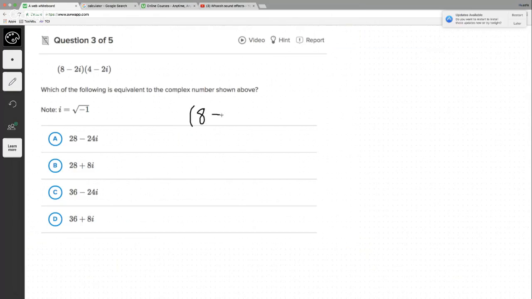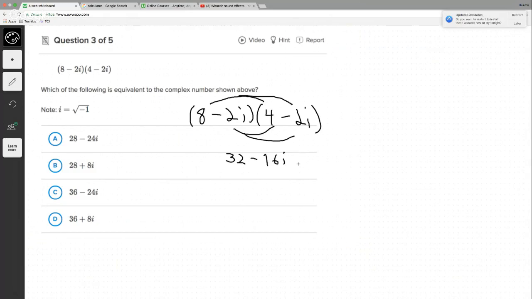We got 8 minus 2i times 4 minus 2i. Let's go ahead and FOIL. Same type of problem here. 8 times 4 is 32. Minus 16i, right? 8 times negative 2i is minus 16i. Negative 2i times 4 is negative 8i. And then negative 2i times negative 2i is plus 4i squared.